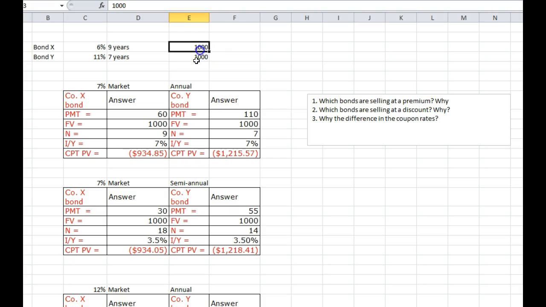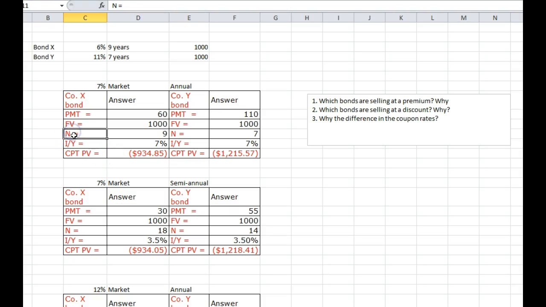6% for 9 years at $1,000 face value, and 11% for 7 years at $1,000 face value. But they want to know the present value when the market is paying 7%. So that involves gathering all this information. What is the payment on the bond? Well, the payment is going to be the interest each year, and that's 6% times 1,000, which gives us $60 for the payment. My future value is $1,000 because that's the face amount. It's what it's going to pay in 9 years.